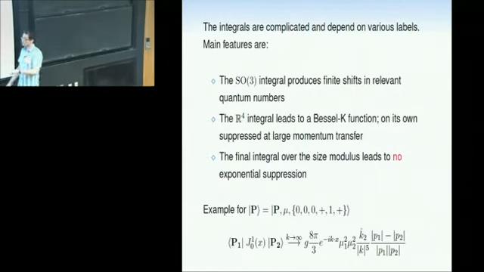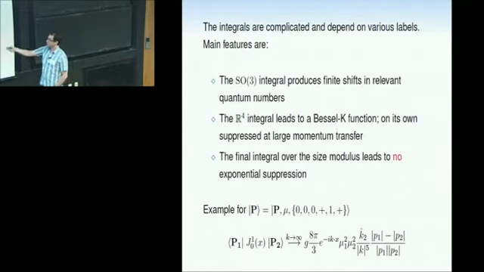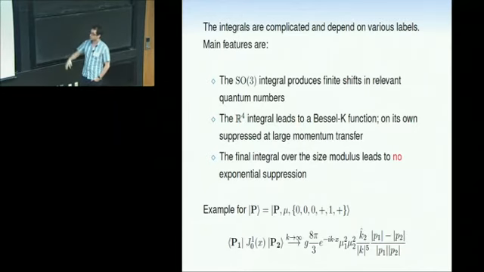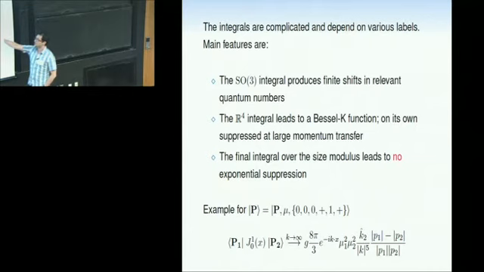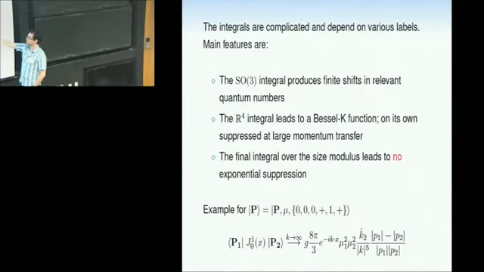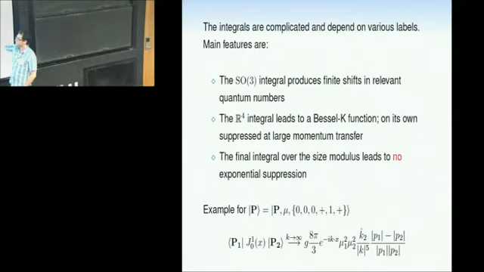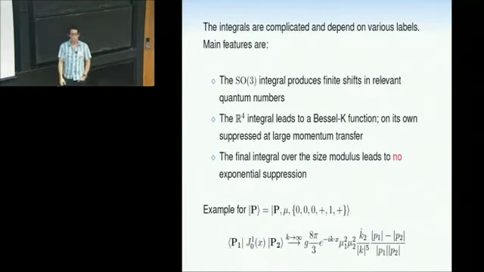This is very similar to what happened in the case of the monopole with the U(1) integral, which led to shifts in the electric charge of the incoming state. There is an R4 integral, which leads to a Bessel-K function. On its own, this leads to exponential suppression at large momentum transfer. And this is what you would expect by the application of the Riemann-Lebesgue lemma that gave us exponential suppression for the monopole case. However, in this 5-dimensional example, you also have another integral over the size modulus. And by performing that, you end up with an analytic answer which doesn't lead to exponential suppression.